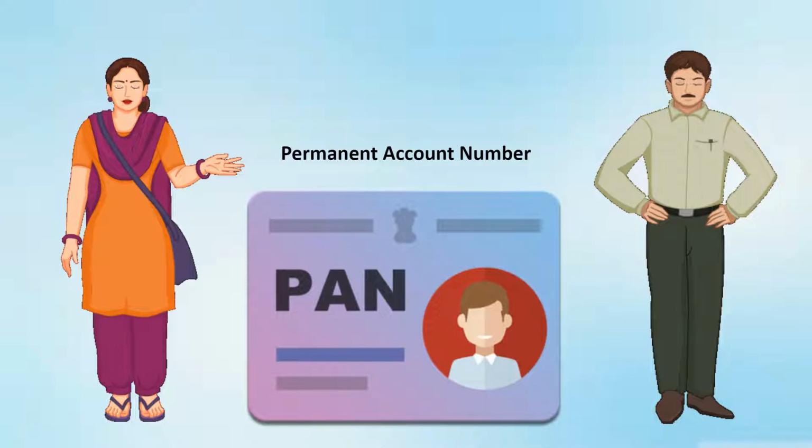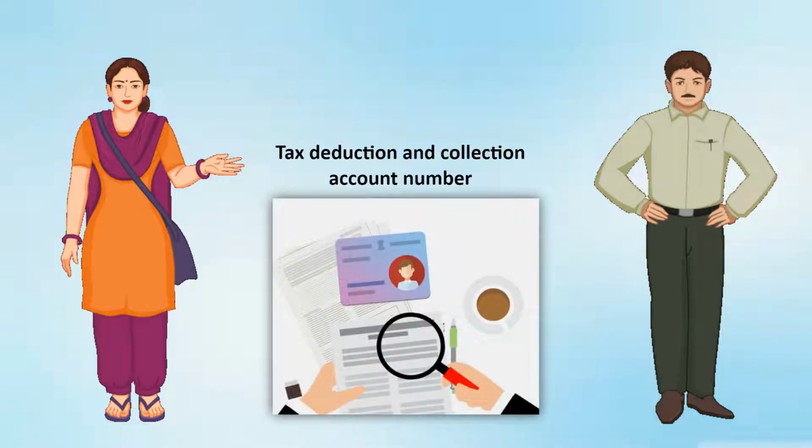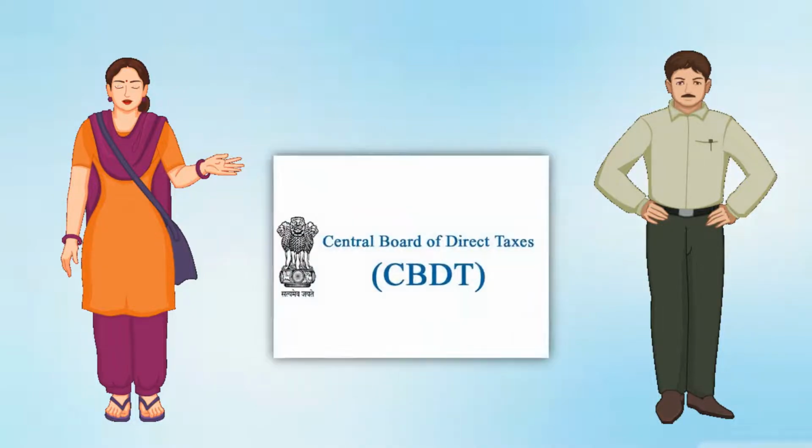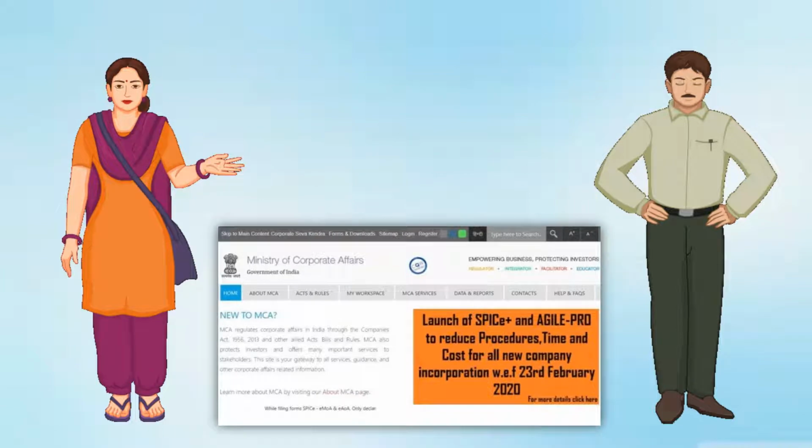Firstly, for doing any business, FPO would require PAN or TAN, that is, Permanent Account Number PAN, and Tax Deduction and Collection Account Number TAN. These two numbers are mandatory for any business organization. PAN and TAN can be obtained from the Central Board of Direct Taxes (CBDT), Department of Revenue, and Ministry of Finance, or through the MCA website.